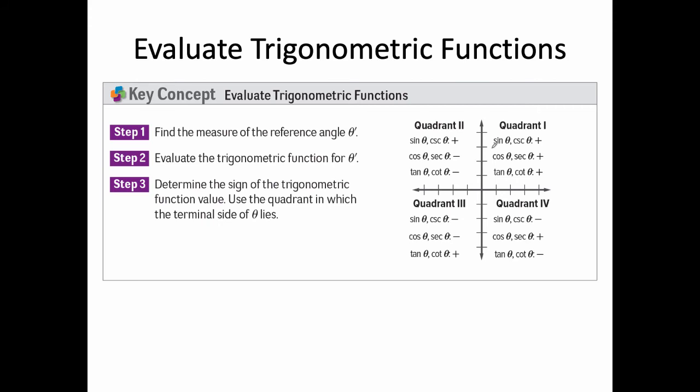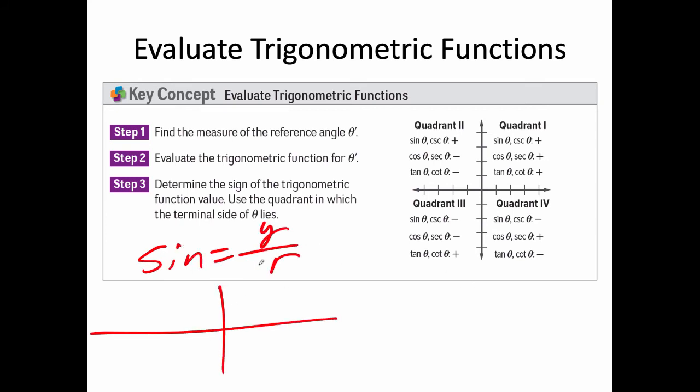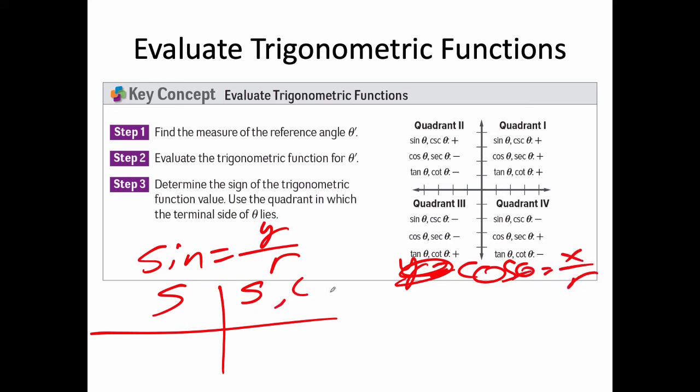What I like better is if you know that the sine is always going to be the y-coordinate over r. The y-coordinate will always be positive in quadrant 1 and quadrant 2. Therefore, the sine's always positive in quadrant 1 and quadrant 2. The cosine of an angle is the x over the r. That means the x-coordinate is positive in quadrant 1 and quadrant 4. And then the tangent is the y over the x-coordinate, which means you're taking a positive divided by a positive, so it's positive there. And then it's also a negative divided by a negative, so it's positive there.